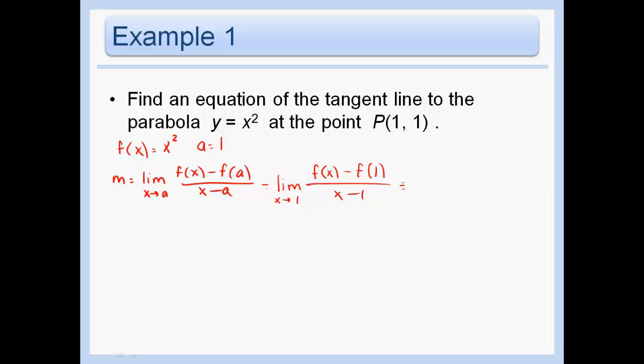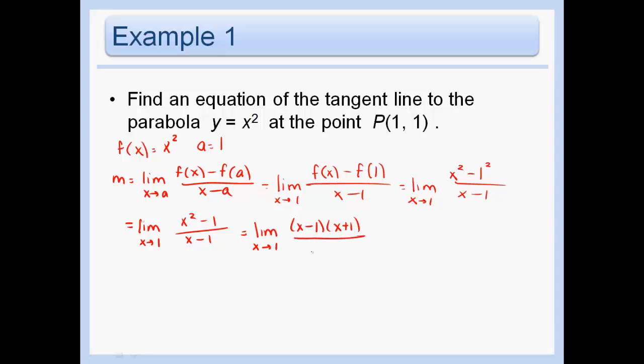And what is f of x? Just x squared. What is f of 1? 1 squared. Okay, so we have the limit as x approaches 1 of x squared minus 1 over x minus 1. Nice difference of 2 squares on the top. Just factor that. And now that we cancel that out, we no longer have a 0 in our denominator, and so we can just substitute it in.